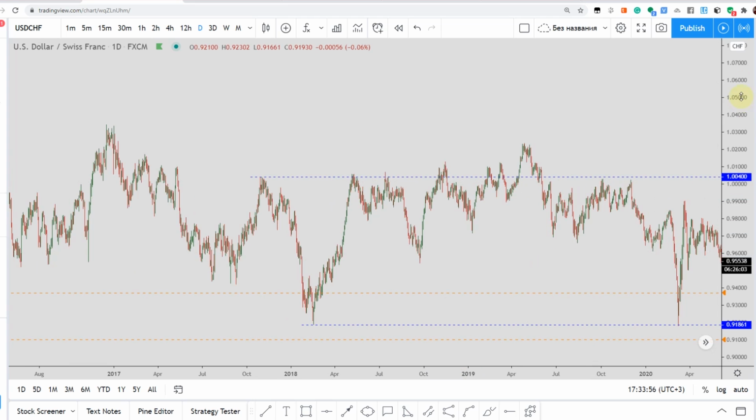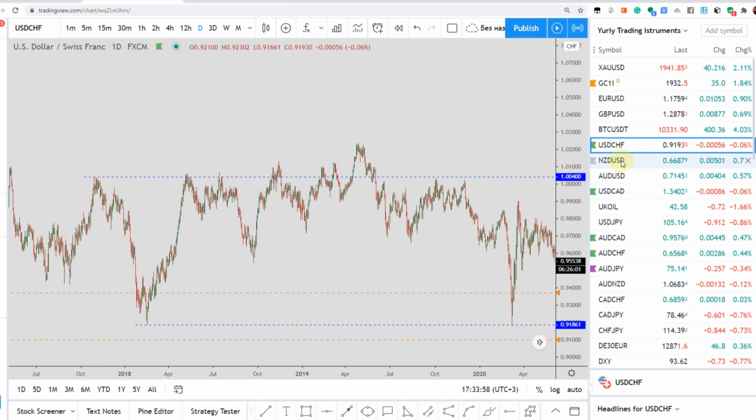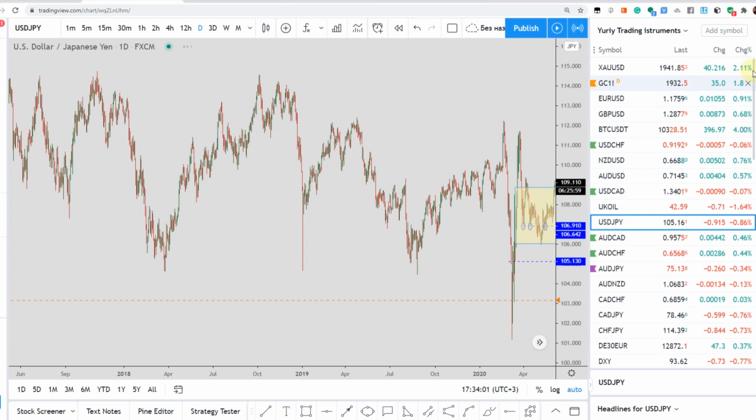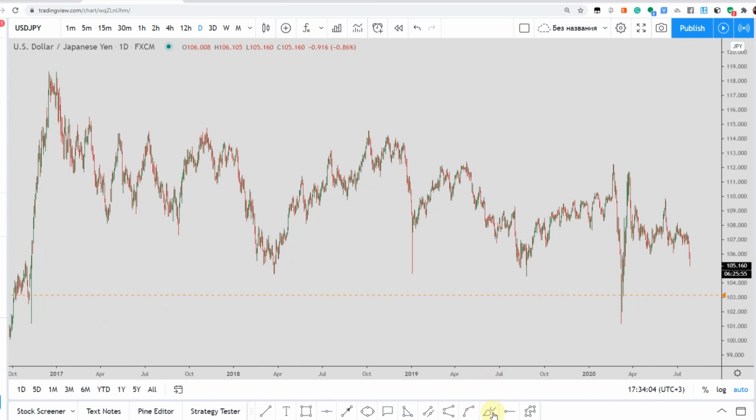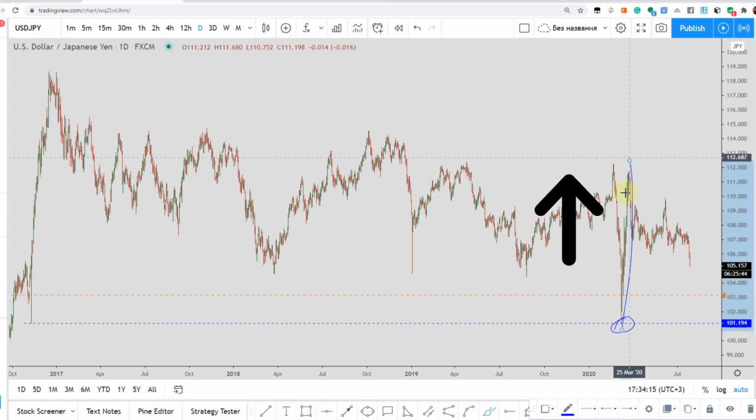And after that, as you can see, the first reaction on this key level was a powerful pullback. That's how it works. Let's open another example of trend breakpoint. USD Japanese yen. Another example of trend breakpoint, as you can see, a powerful key level here, and the first reaction on this key level was a skyrocket pullback for 1000 pips for USD Japanese yen.